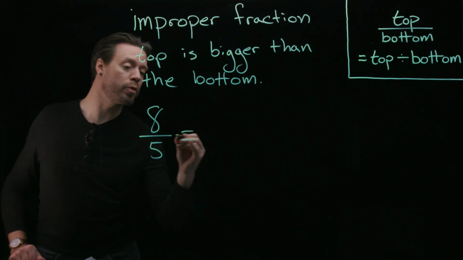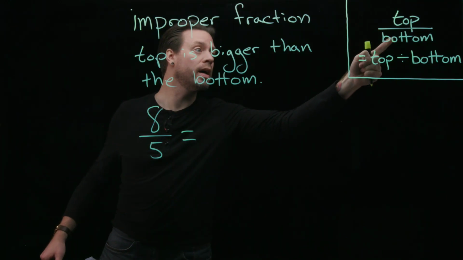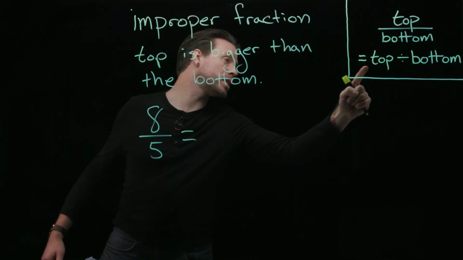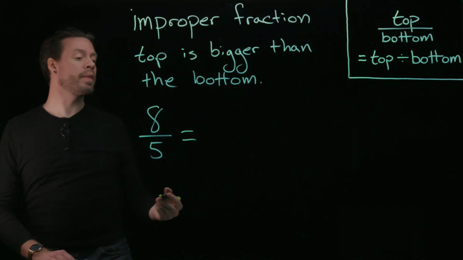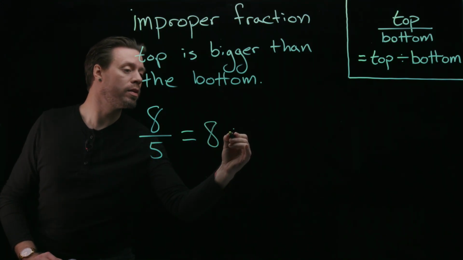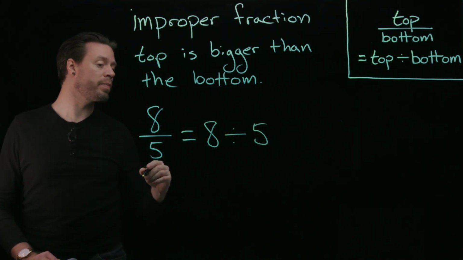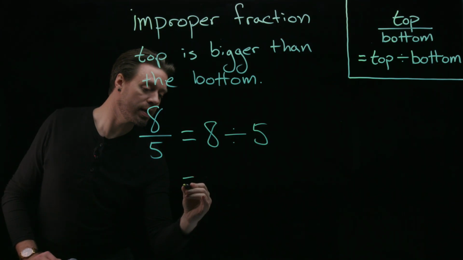But the rule for how we convert this into a decimal isn't going to change. We're still going to use the rule that top over bottom is equal to top divided by bottom. And so we're going to take the 8/5 and do the 8 divided by the 5, the top divided by the bottom. And then we're just going to plug that into the calculator.